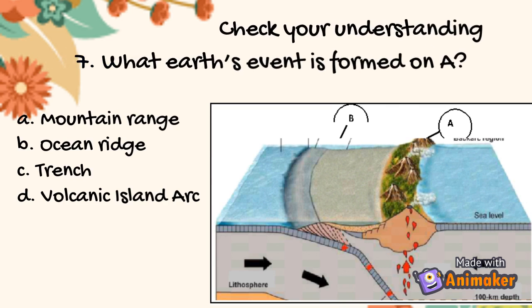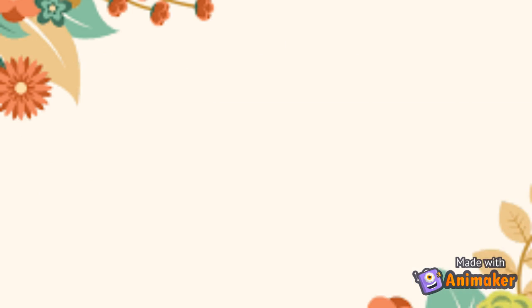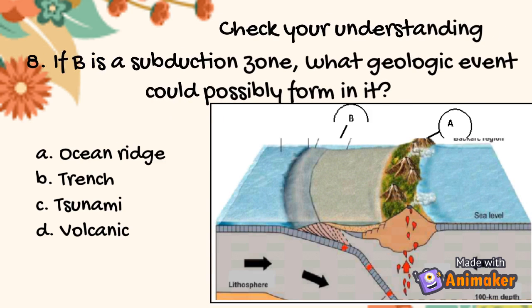Number 7. What Earth's event is formed in A? A. Mountain range, B. Ocean ridge, C. Trench, or D. Volcanic island arc? Number 8. If B is a subduction zone, what geologic event could possibly form in it? A. Ocean ridge, B. Trench, C. Tsunami, D. Volcanic?